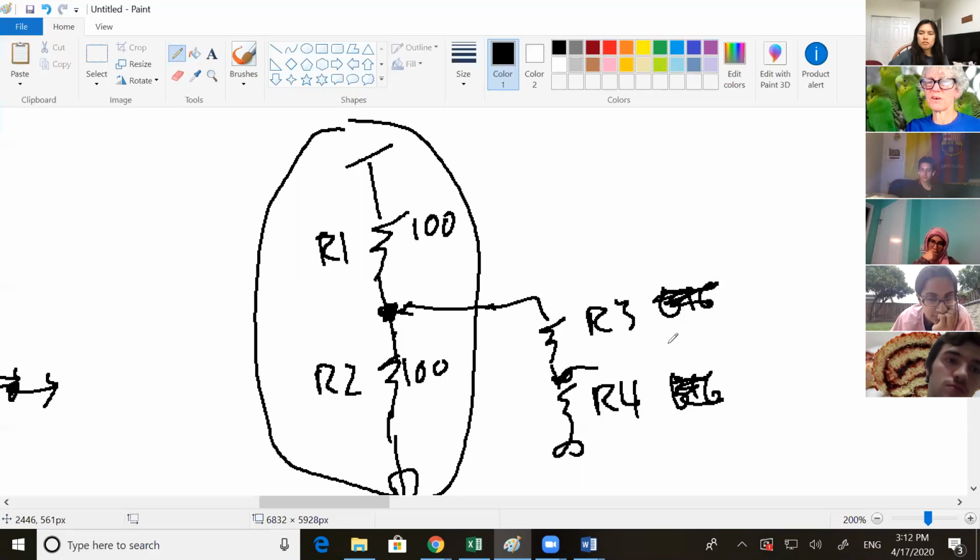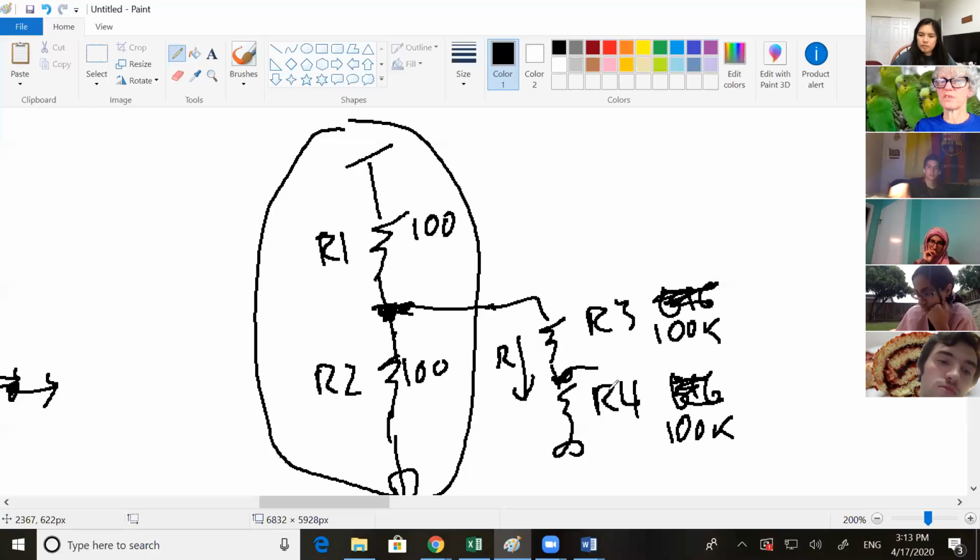When you made R3 and R4 bigger, why did that make this work better? Why did this voltage get closer to its original value? Isn't it because the parallel impedance was closer to 100 ohms? Okay, so you're saying the impedance here, the parallel, made with the 100 ohms and the R3 and R4 together.